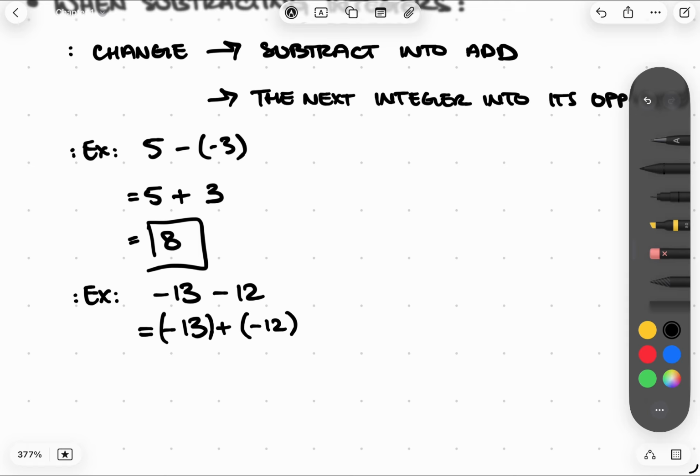Now I'm going to add parentheses too, just to keep that negative number. You see now I'm back to addition, right? And now I know, guess what? If I have 13 soldiers on the negative team, and I have 12 on the negative team, now I'm going to get an answer of -25, because now I can use the addition rules, and that's going to be my response.